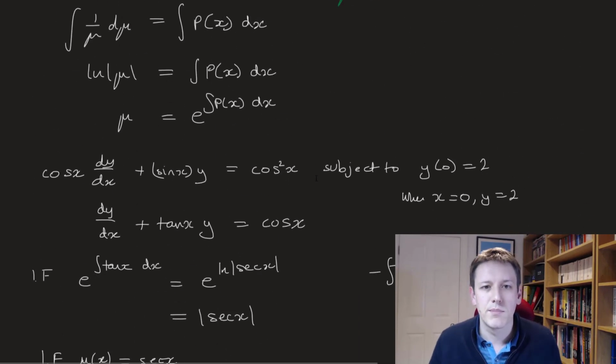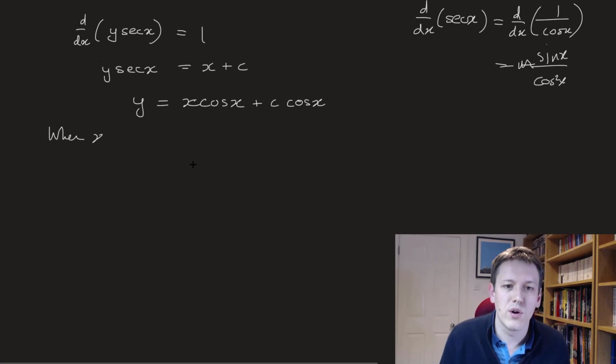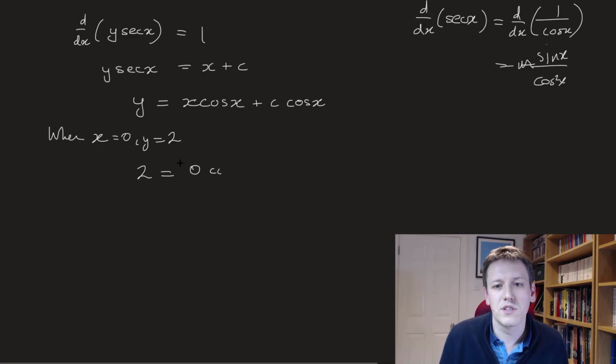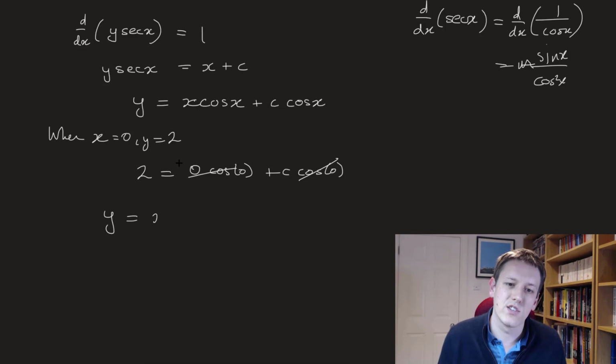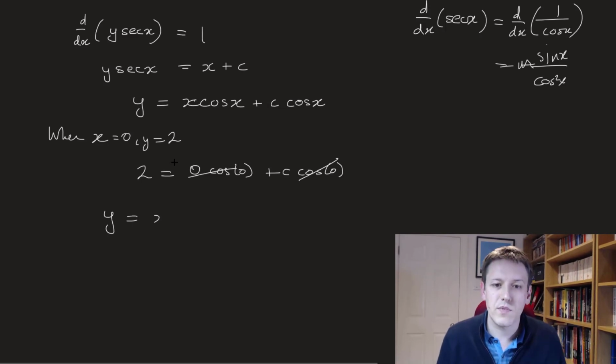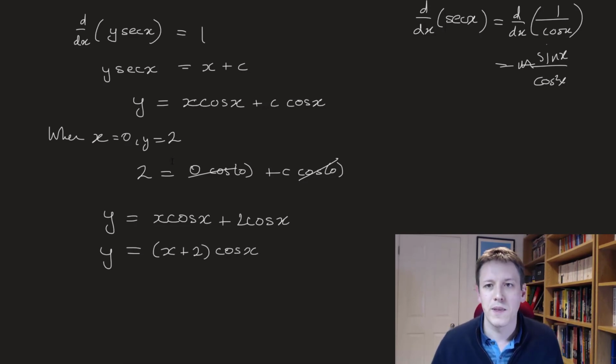and in this question I said we'd have a boundary condition here that when x equals 0, y equals 2, okay, so I can just plug that in and I'll get 2 equals 0 times cosine of 0, so that's just 0, plus c times cosine of 0, cos of 0 is 1, so I've just got c equals 2, and my final solution here is y equals x times cosine of x plus 2 cosine x, which if you like perhaps I could write that as x plus 2 times cosine of x, and then we're done.